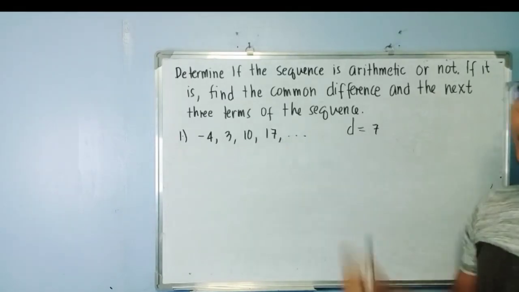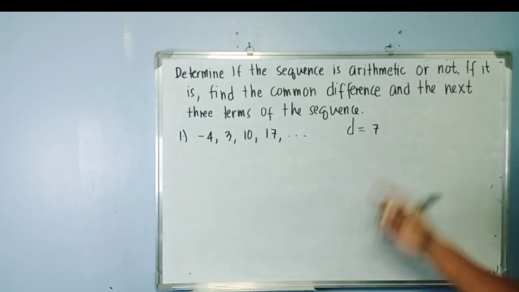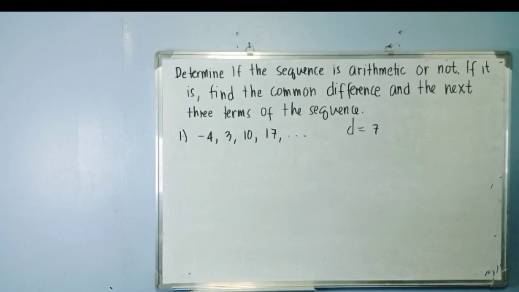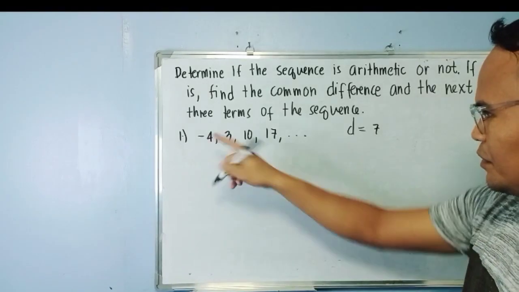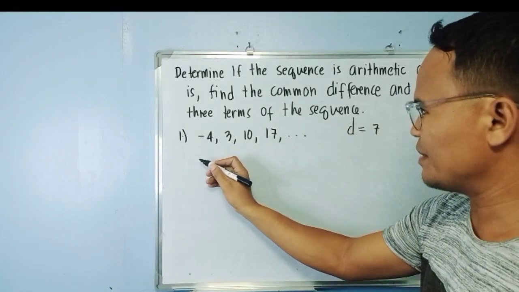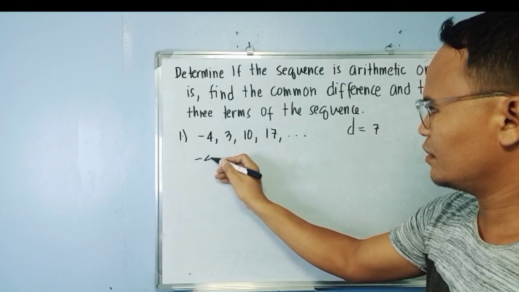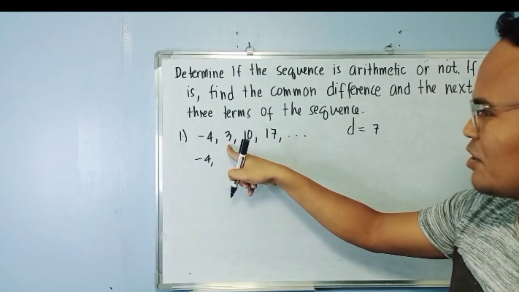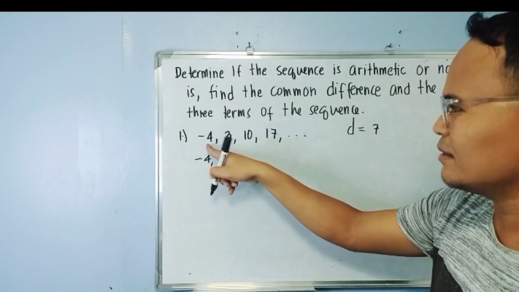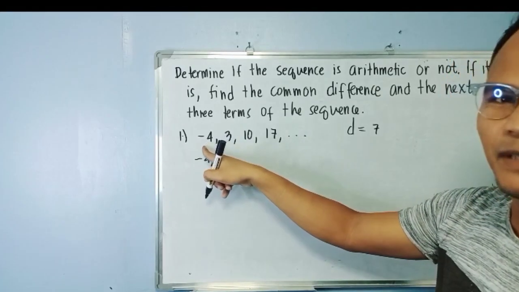The common difference is 7. Okay, how do we get the common difference 7? As you observe, the first term is negative 4. We get 3 because we added 7 from the first term, negative 4.